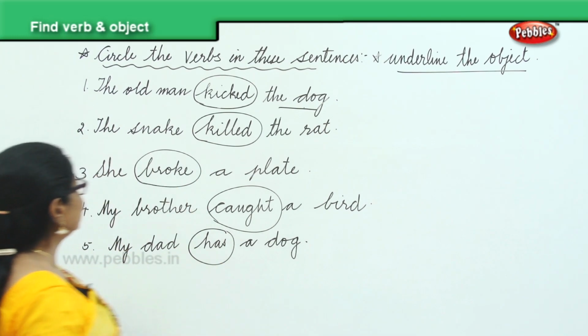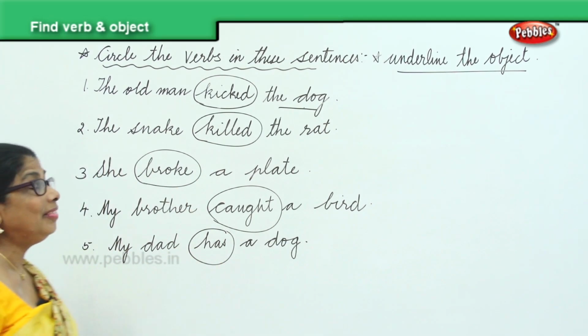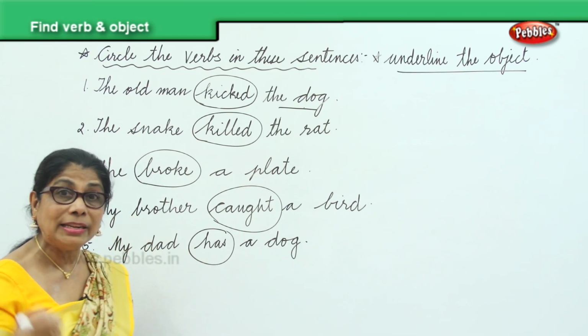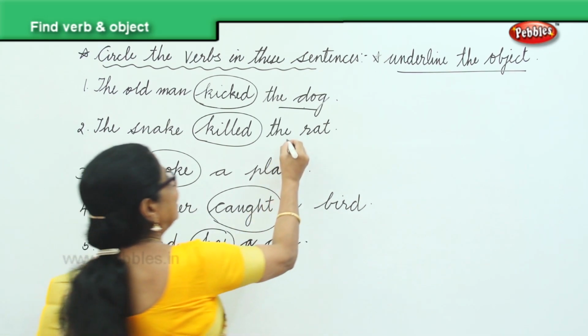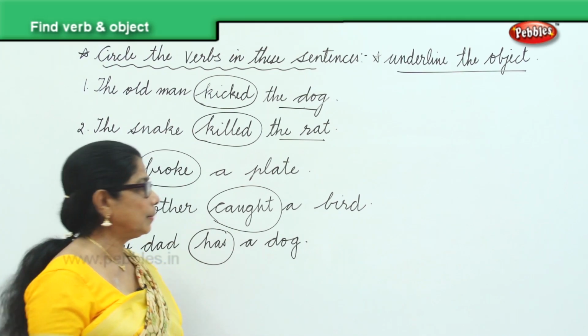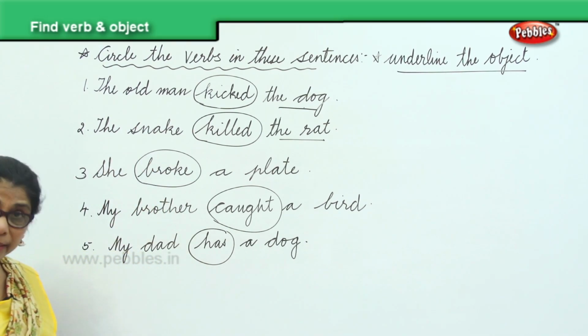The dog. Second sentence, the snake killed the rat. The snake, what did he do? He killed. Where is the object? What is the object the snake killed? The snake killed the rat. Underline the object, rat.